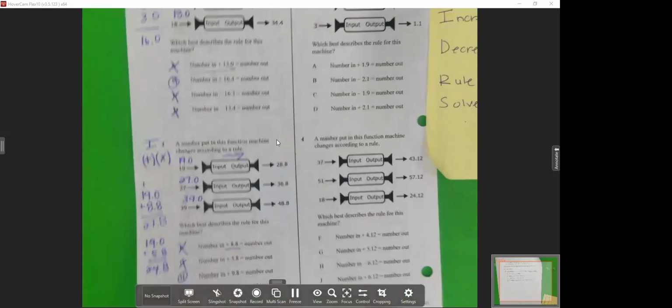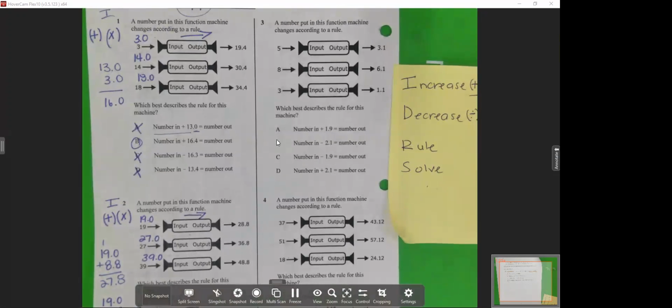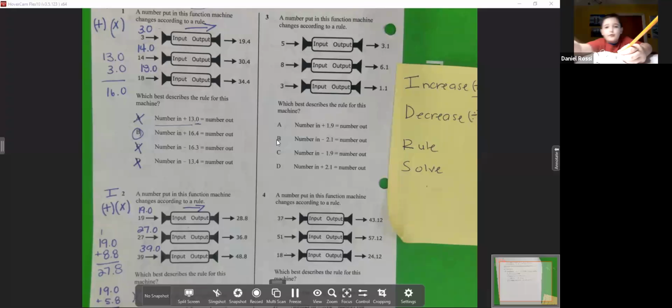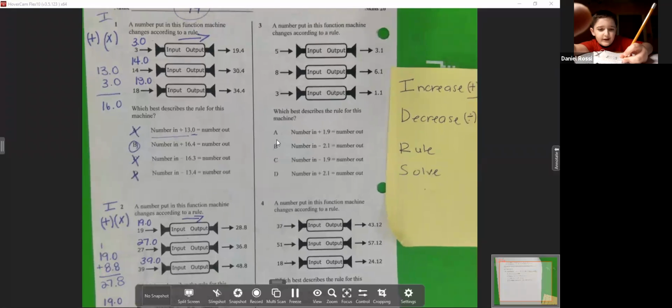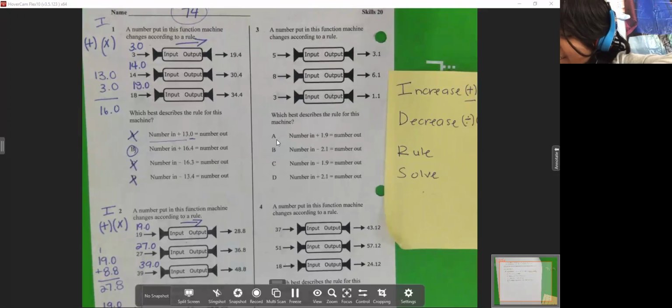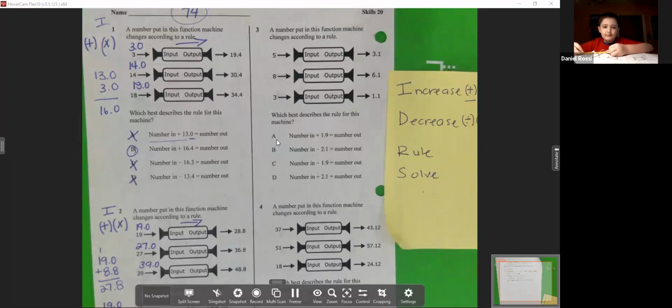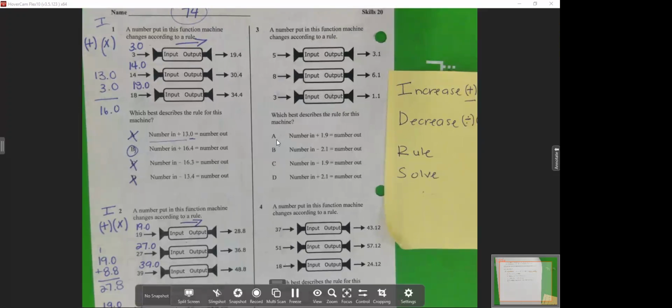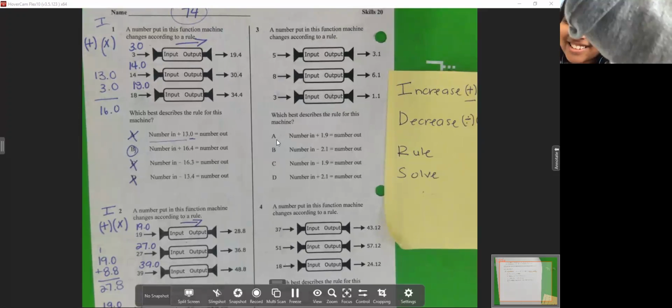Oh yeah, it is. See? That's so easy. It's the easiest one so far. So easy.